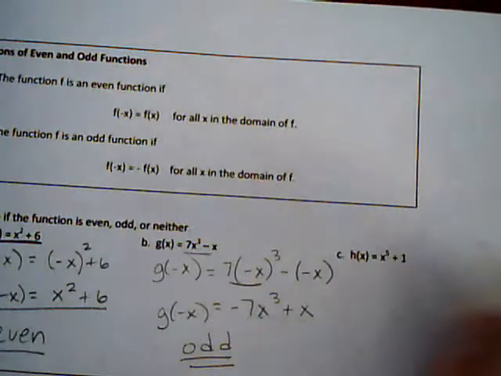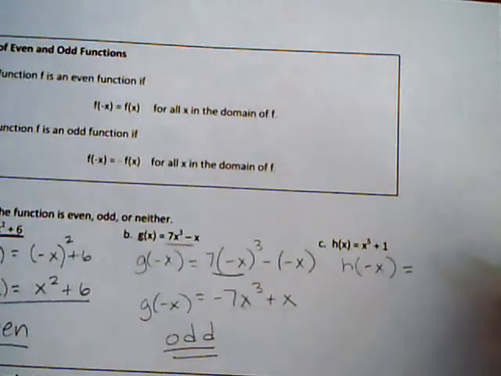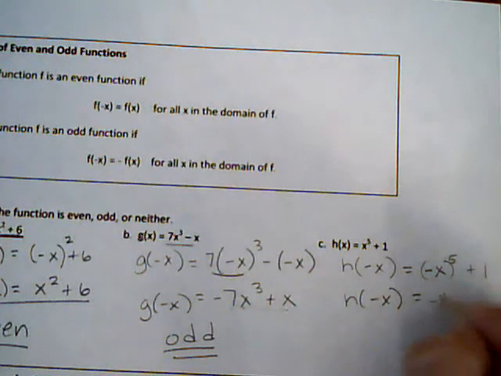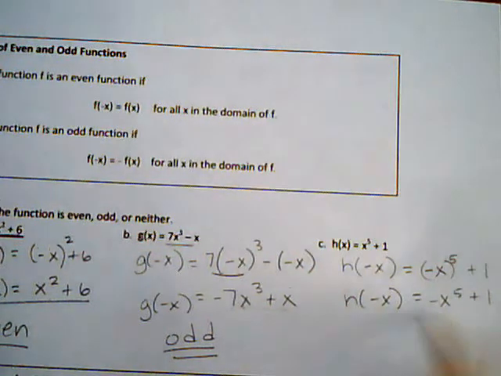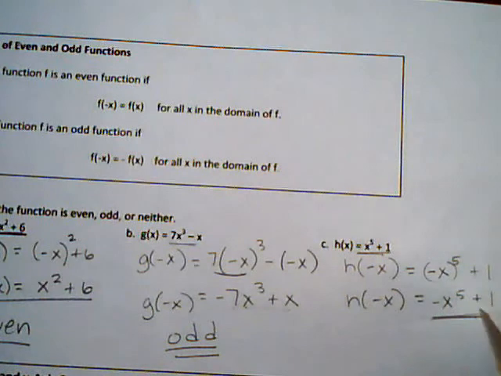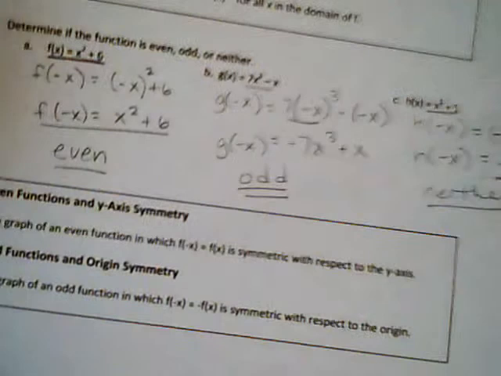On C, we have h at negative x. If I plug in a negative x here, it would be negative x to the 5th plus 1. So h at negative x would equal negative x to the 5th plus 1. This is not the same as the original, but it's also not the complete opposite because of this still being a positive 1. So this is an example of a function that is neither even nor odd. So this is one way you can tell whether or not a function is even or odd if you have the equation. The other way is by looking at the graph.